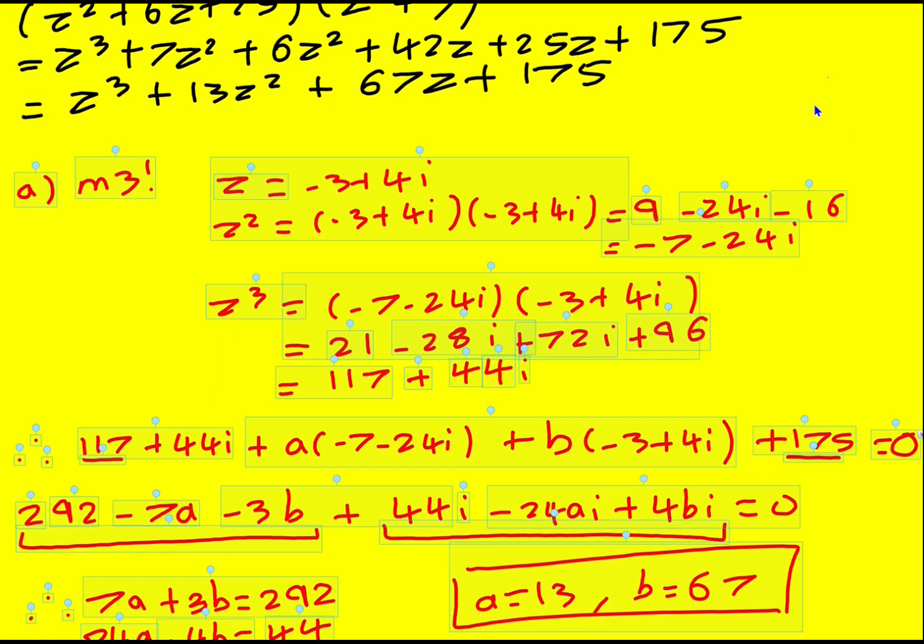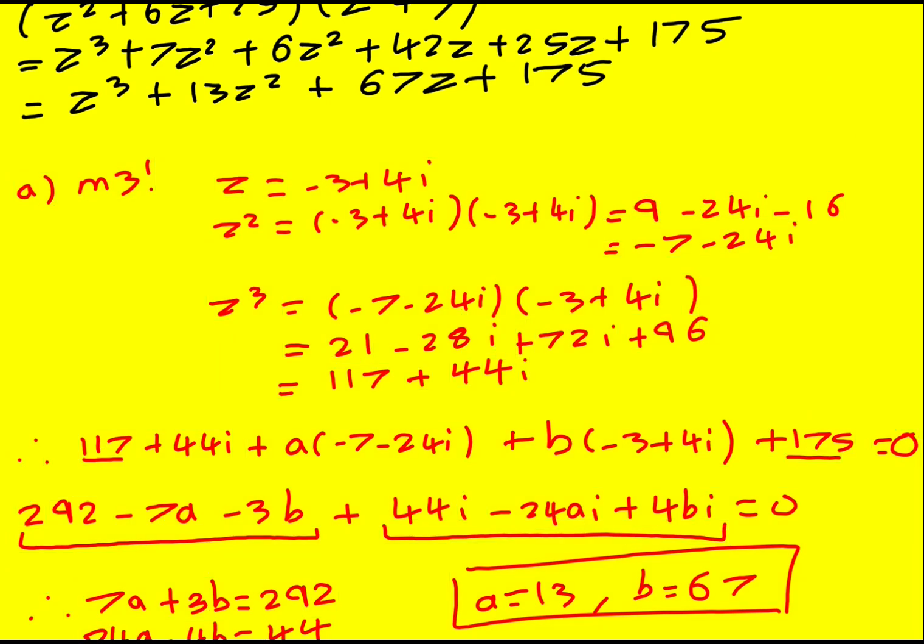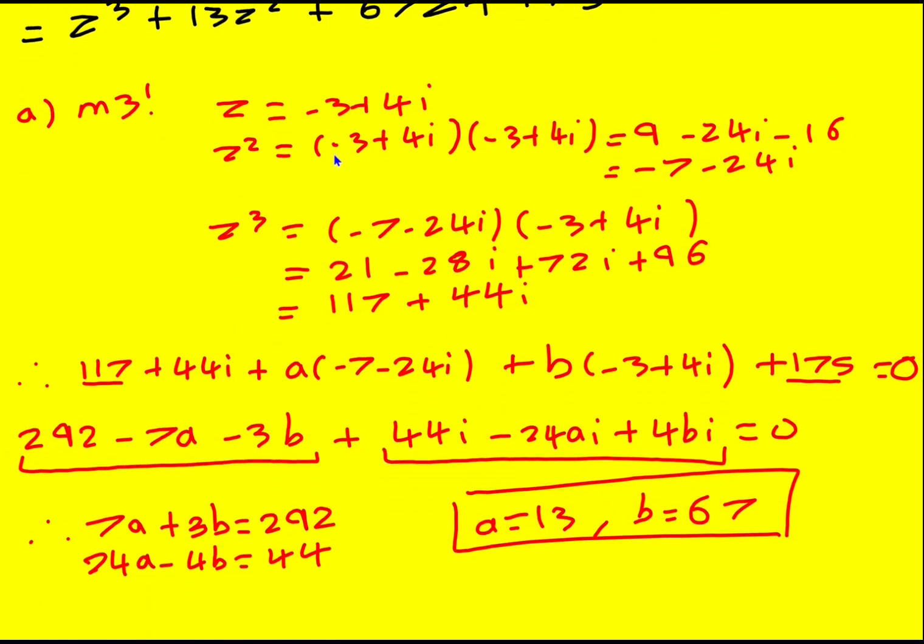I've actually called it method 3 here because I'm going to show you method 2 in a minute. But you work out z squared and z cubed, you sub it all in, and you end up getting a real and an imaginary part. You can set the real part equal to 0, because that's the right hand side, and the imaginary part equal to 0. You create two simultaneous equations, and then you can get a and b from there.